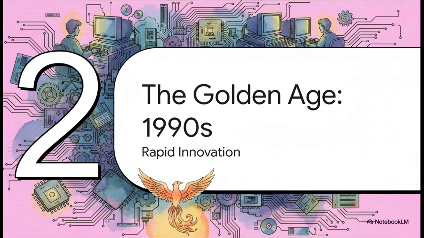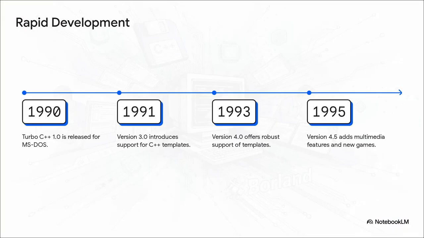Through the 90s, Borland was innovating at a wild, breakneck speed. They just kept making Turbo C++ better and better and more powerful. I mean, the pace here was just nuts. Think about it. Only 1 year after it launched, version 3.0 comes out and introduces templates. This was a huge deal. It meant you could write one piece of code and have it work with all sorts of different data, numbers, text, whatever, without rewriting everything. By 93, it was solid, and by 95, they were throwing in multimedia stuff and even games you could learn from. It was just constant, rapid evolution.